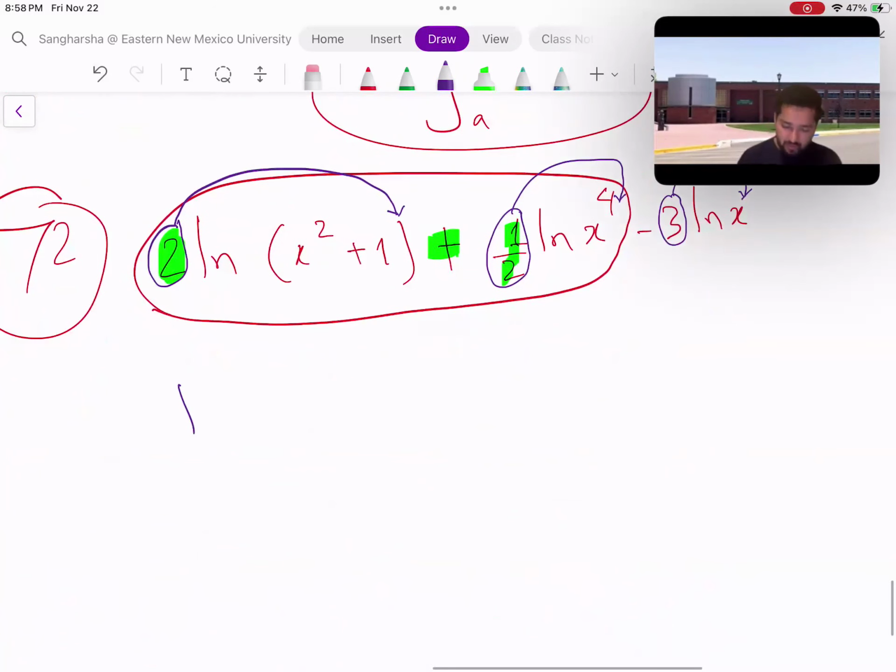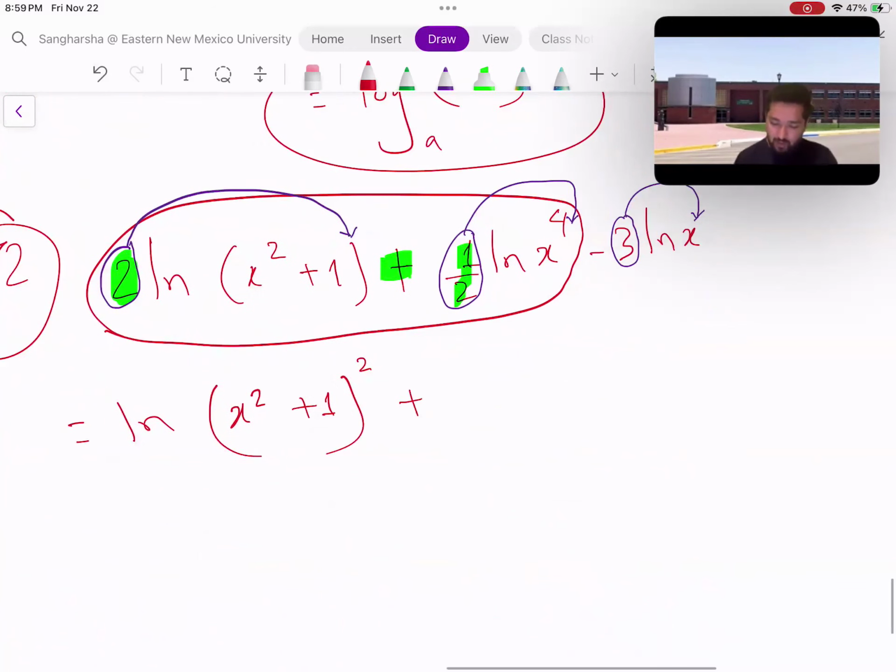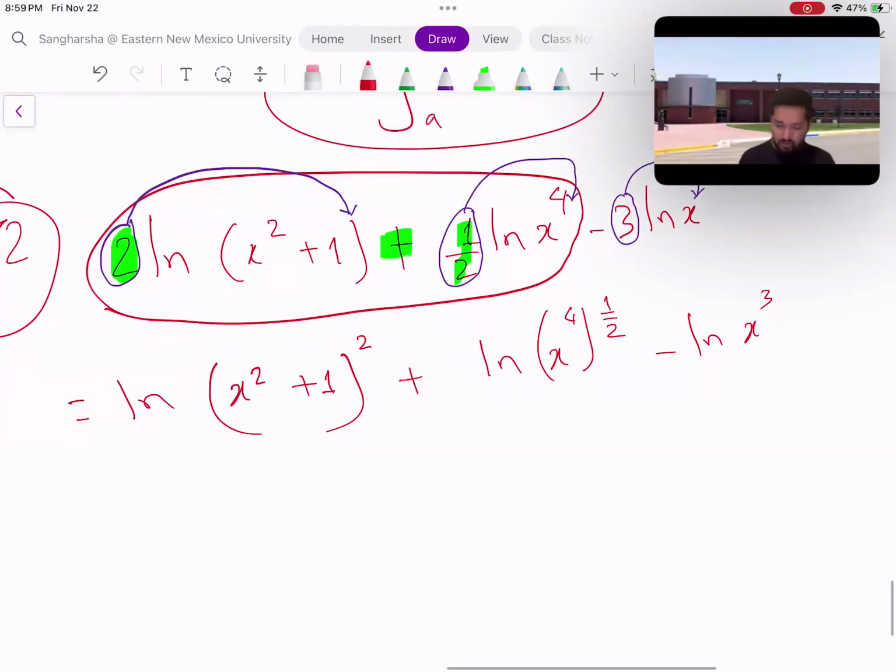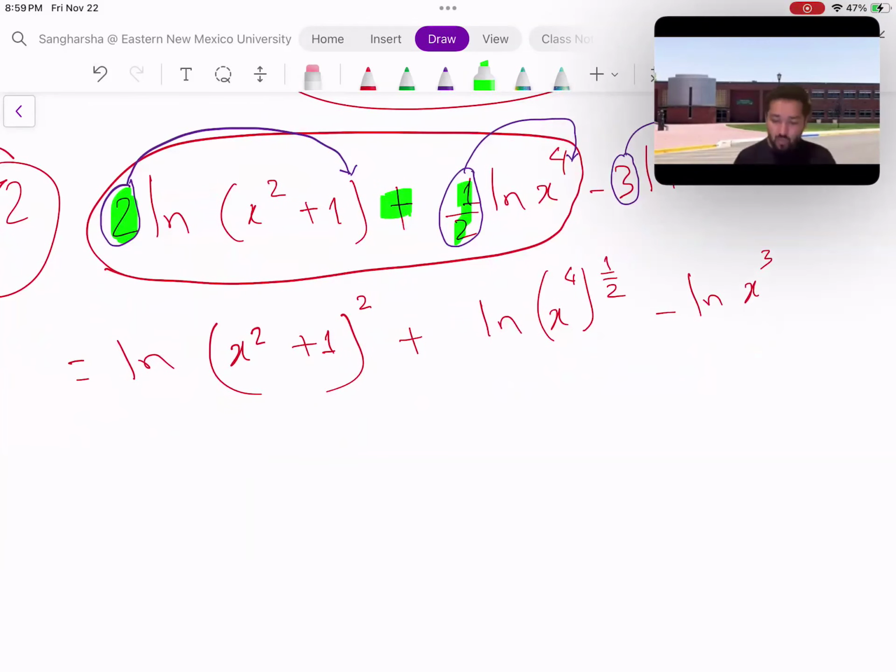So this is ln(x squared plus 1), and this 2 you write as the exponent, plus ln of x to the power 4 with 1/2 as the exponent, minus ln, write this 3 as the exponent, x cubed. Do you have a question here? Okay, now our coefficient is 1. Now we have a sum.